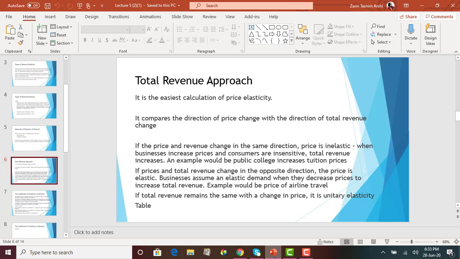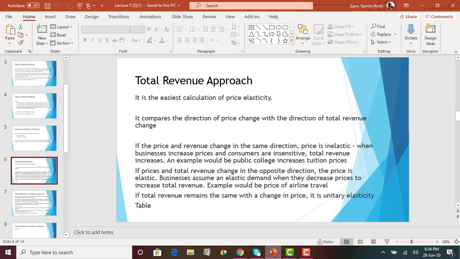On the other hand, if the price increases but total revenue decreases, or vice versa, so if price and total revenue change in the opposite direction, then the elasticity of demand is elastic. An example would be the price of airline travel, right? If the prices of airline travel go down, we will probably go for more vacations. If the price of airline tickets goes up, we will probably not go for tickets. We will probably not go for vacations.